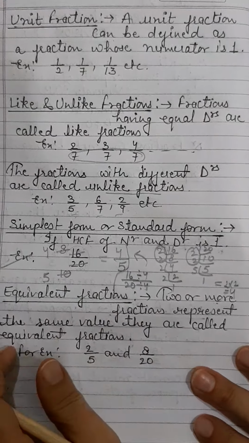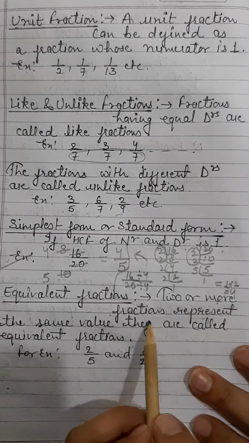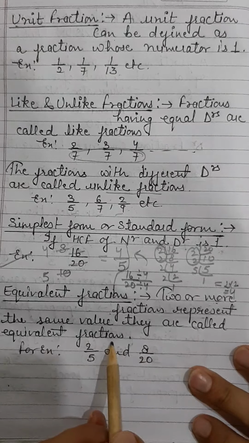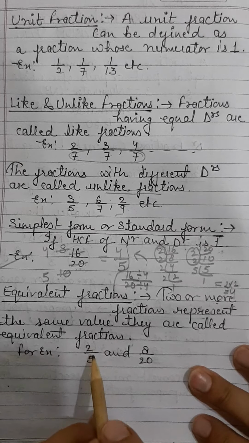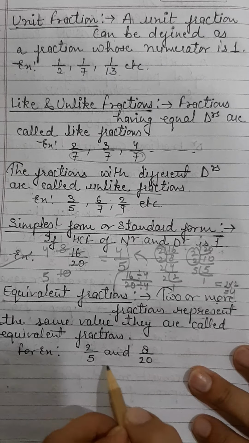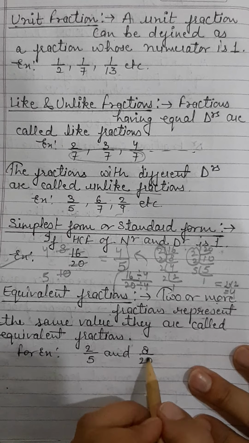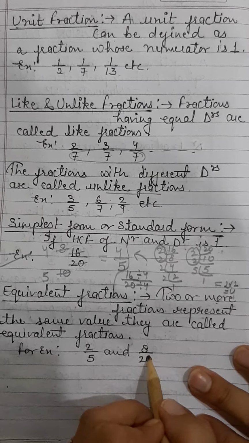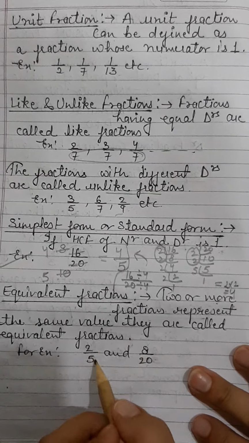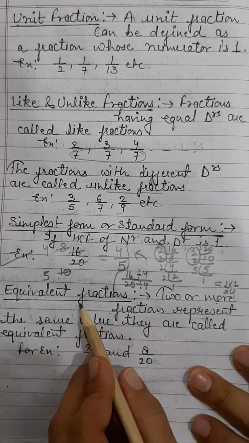Clear? Now next is equivalent fractions. Two or more fractions that represent the same value are called equivalent fractions. Now you can see 2 by 5. 2 by 5 is in simplest form, right? And 8 by 20 is not in simplest form. So first convert it into simplest form. If after conversion into simplest form it becomes 2 by 5, then you can say 2 by 5 and 8 by 20 are equivalent fractions.